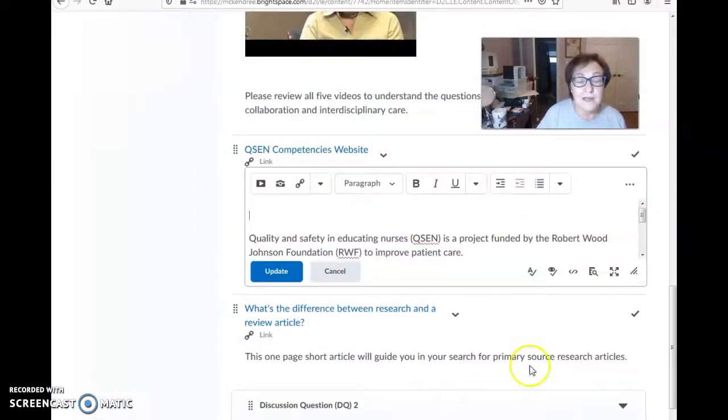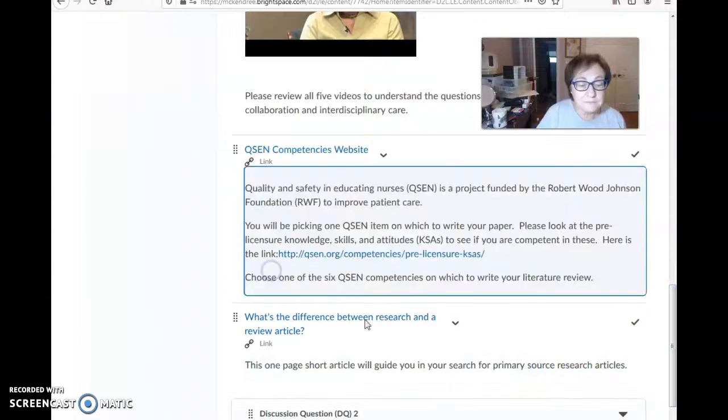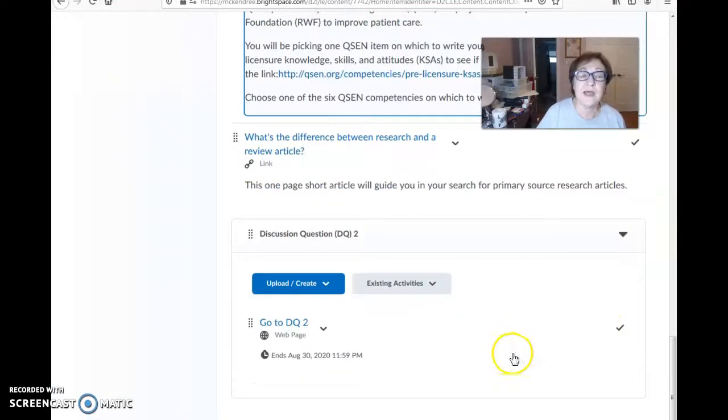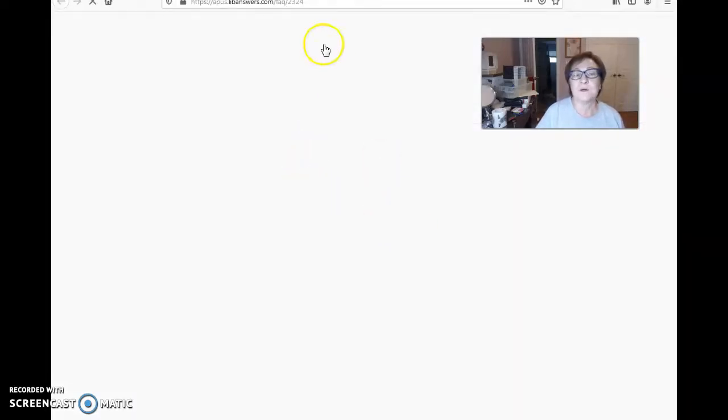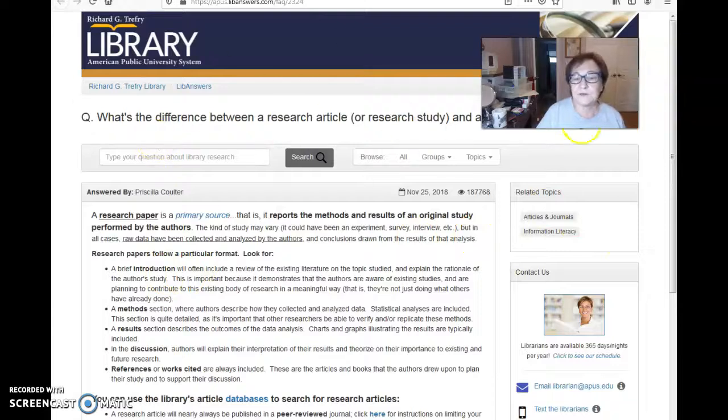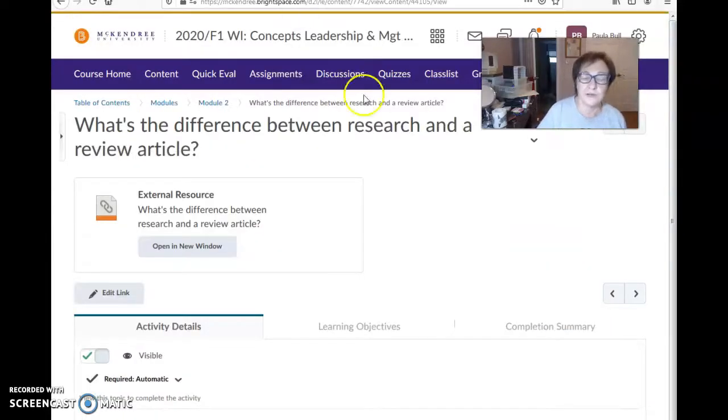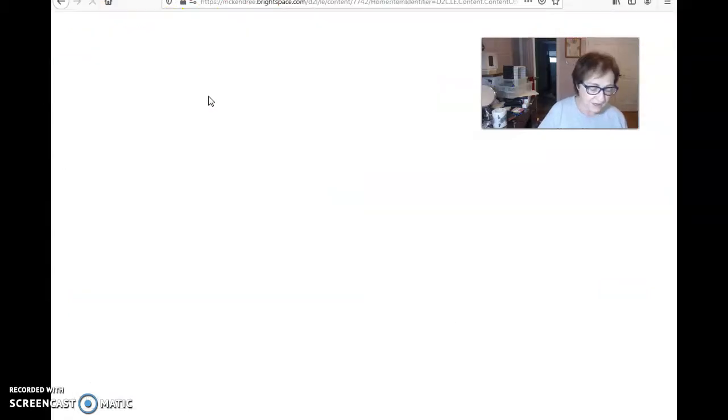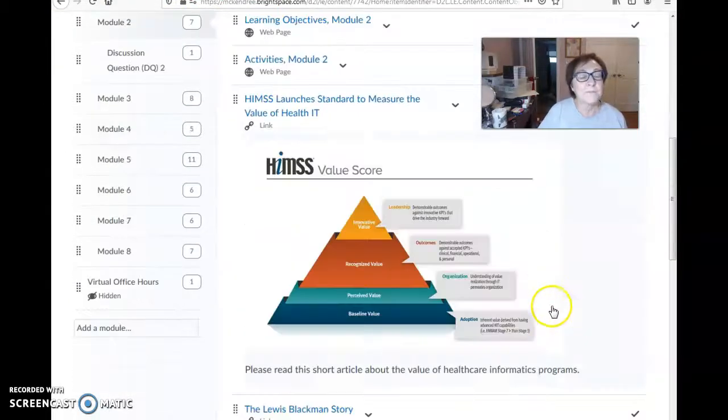The very last thing that you have is I included, because you're going to start writing your literature review, and I put in here what's the difference between a research article and a review article, and I want you to look at that. And then the very last thing that we have here is your discussion question.